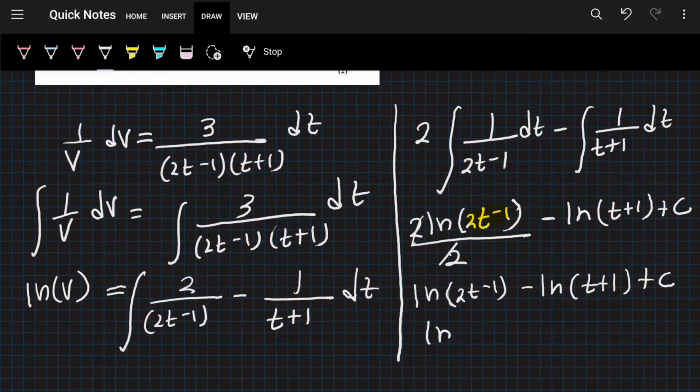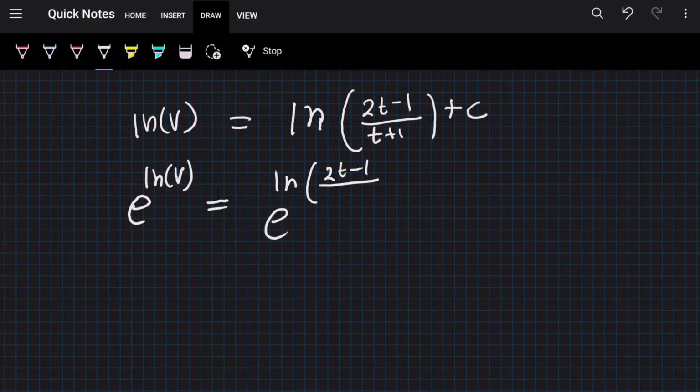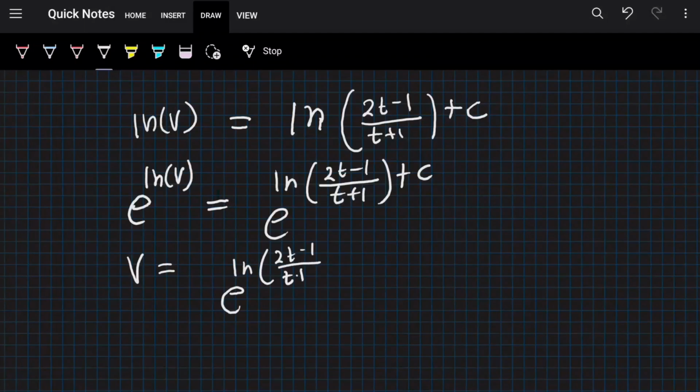So we get ln of 2t minus 1 divided by t plus 1, because we have a subtraction sign here, plus c. We want to find what v is, so we raise both sides with respect to e, so we get e to the power of ln v equals e to the power of ln of 2t minus 1 over t plus 1 plus c. So here we just get v equals e to the power of ln of 2t minus 1 over t plus 1 times e to the power of c, using the indices rule, right?